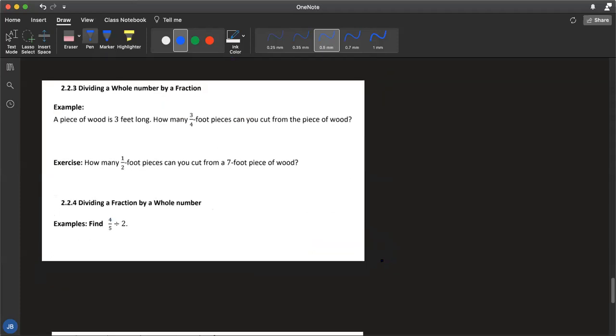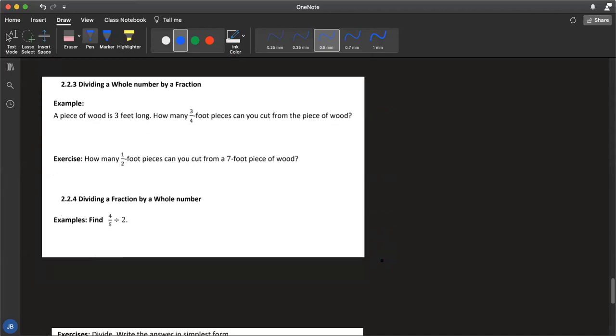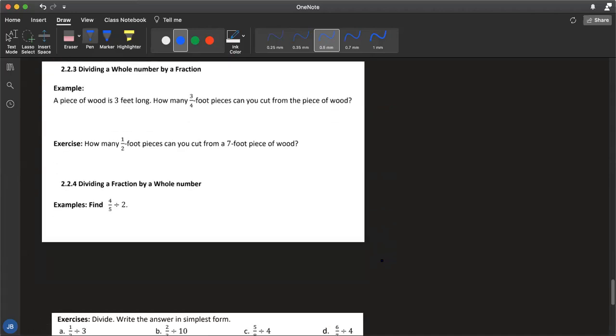And so when we're doing it with whole numbers, right? So we'll look at this example. A piece of wood is 3 feet long. How many 3/4 foot pieces can you cut from the piece of wood? So 3 divided by 3/4, right? It's the same as 3 times 4 over 3.